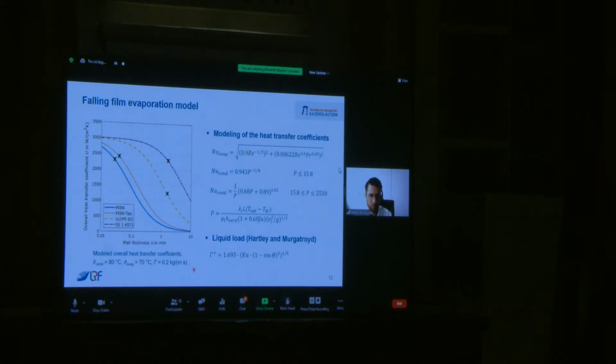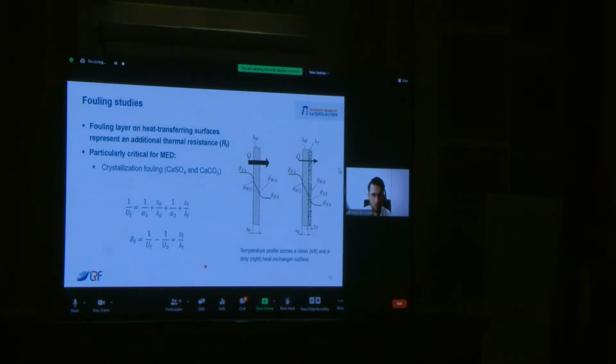But what if we consider fouling, which mostly occurs in real processes? This could further improve the performance of polymers compared to stainless steel. So the thermal resistance caused by fouling, the fouling layer, is called the fouling resistance, and this can be taken into account in models for the heat transfer and heat exchangers.